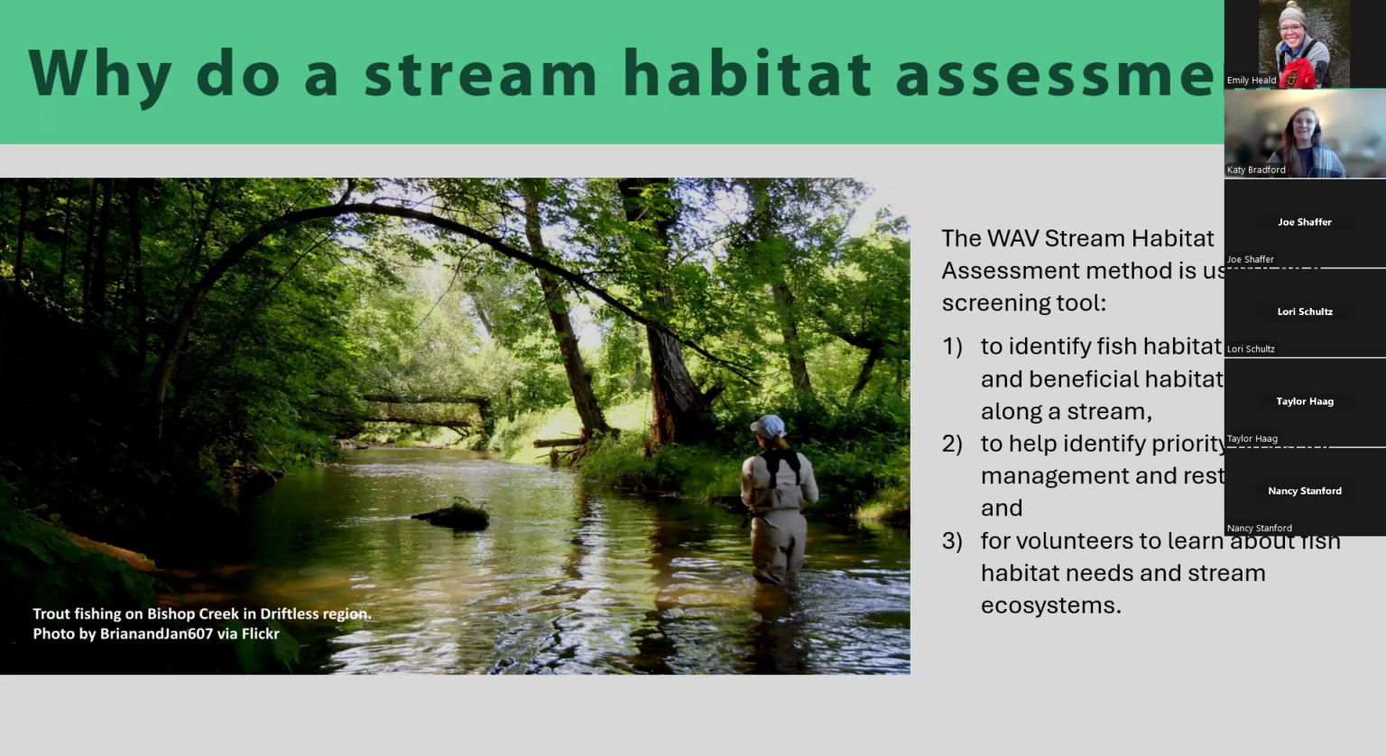Because as you can imagine, if you're doing baseline or nutrient monitoring, you're visiting one spot every month. But with a stream habitat assessment, you're walking up to potentially 1,000 feet of your stream, and you're really getting to know large, long reaches of your stream.